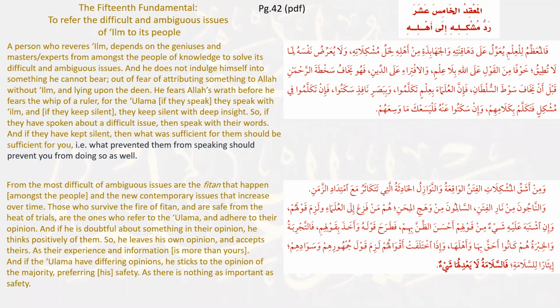Out of fear of saying and attributing to Allah subhanahu wa ta'ala something without knowledge. Because this is the worst of sins.